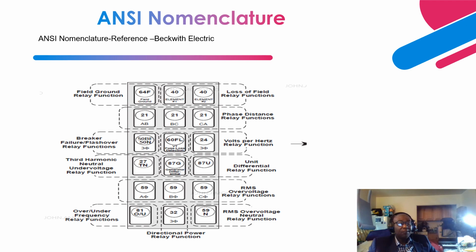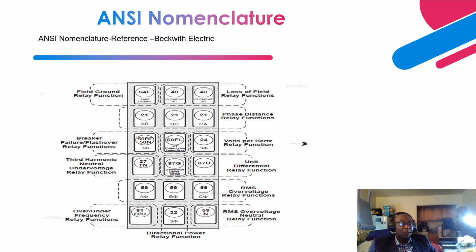Next is ANSI device 60FL. That is fuse loss, right? Basically, you have VTs that are installed at the terminal of the generator, and the VT is there to sense the voltage measuring parameters of the generator. On the high side of the VTs, you have fuses that protect the VTs. If you have a fuse failure, this relay is going to sense that unbalance of voltage and affect its output to trip the generator.